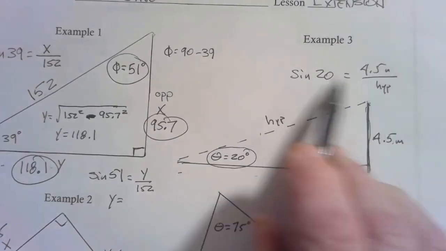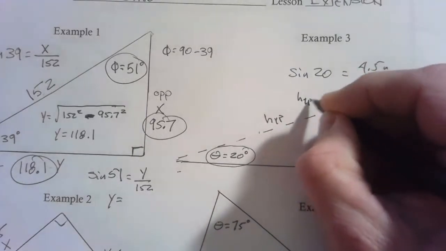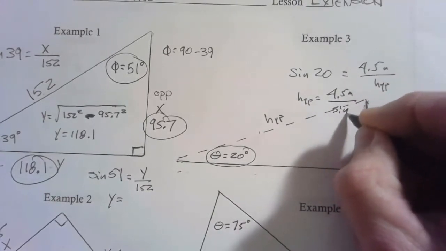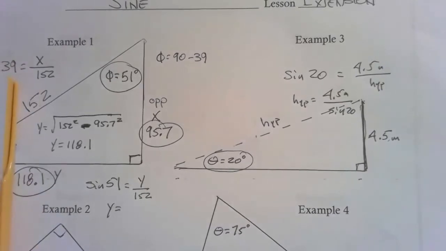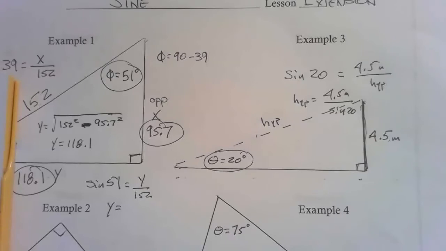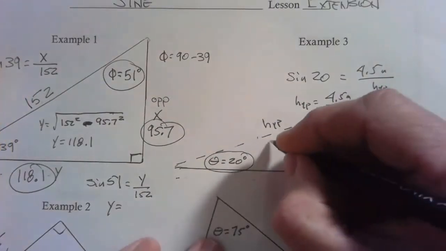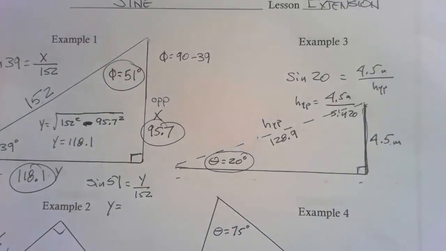Now, of course, we'd have to switch these two. So our missing hypotenuse would be 4.5 meters divided by the sine of 20 degrees. So that would be 4.5 divided by sine of 20. And it would be 128.9 meters. So you'd probably buy 130 meters worth of board, just cut a little off. I don't know if you can buy a board that long, actually, but you get the idea.